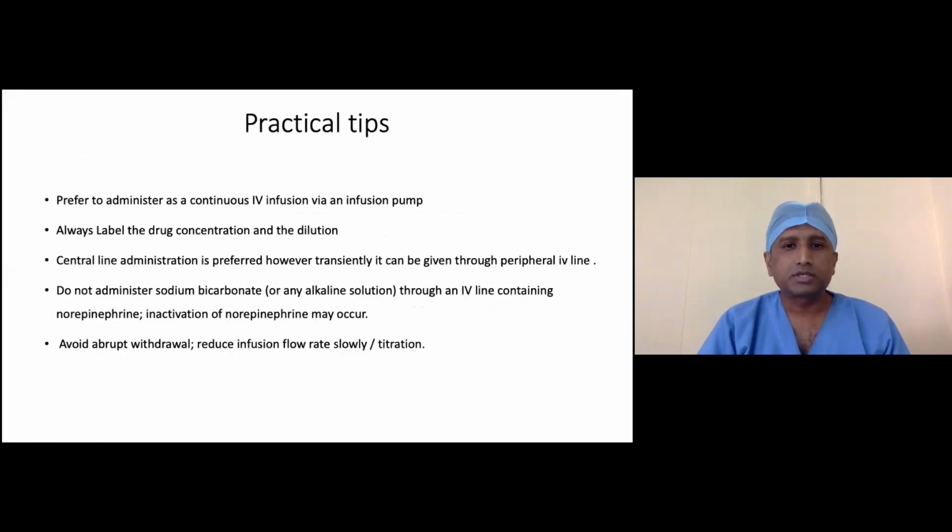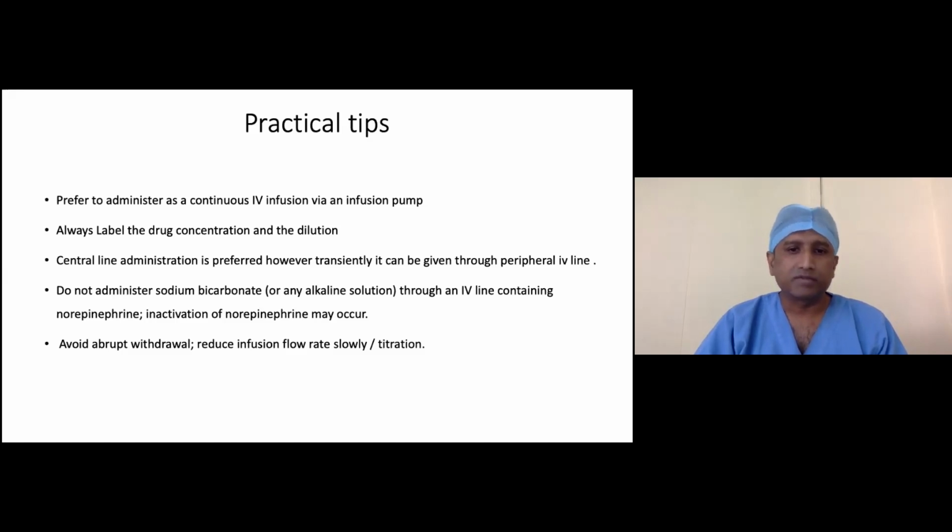Now, some practical steps which have to be taken care of while administering these vasopressors. We have to use an infusion pump so that these drugs can be administered as a continuous IV infusion. And we should always label the drug concentration and dilution, like single strength, septic strength or 10th strength, or how many milligram in how much NS or D5 we are using. And a central line is the preferred mode of administration of these vasopressors.